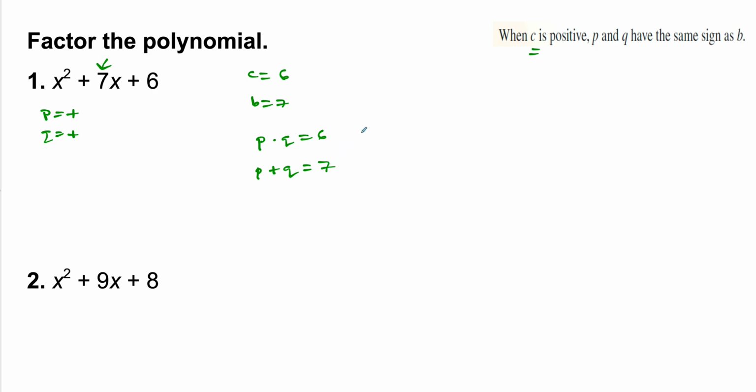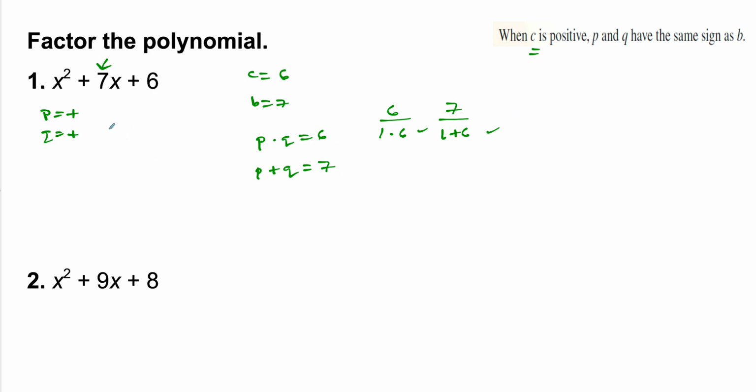Okay? We can think about it. We can do this a few different ways. We can think about it like this: we can say 1 times 6 is 6. Is 1 plus 6 equal to 7? Yes, it is. It looks like it only took one try.